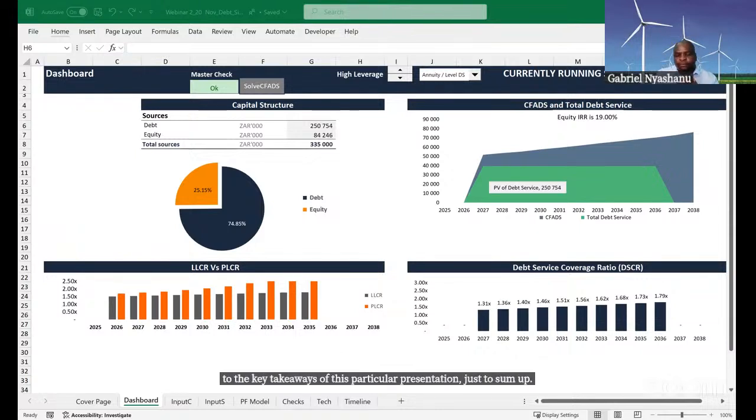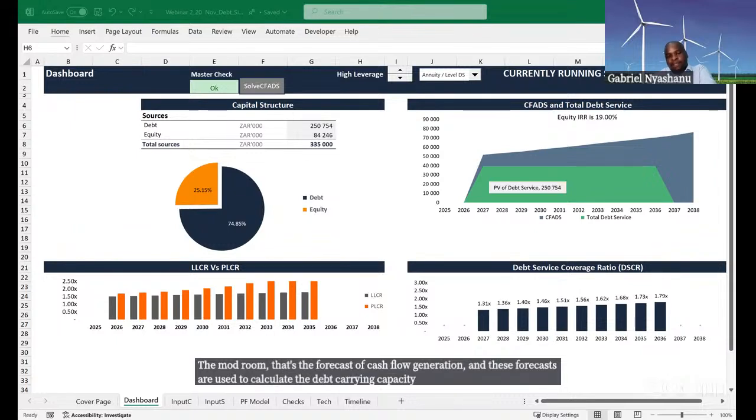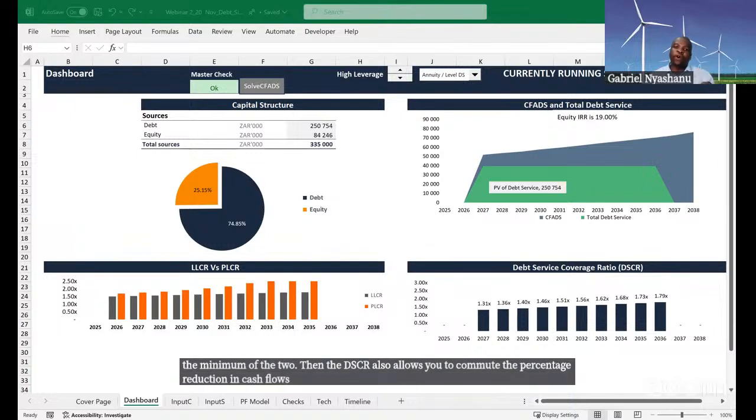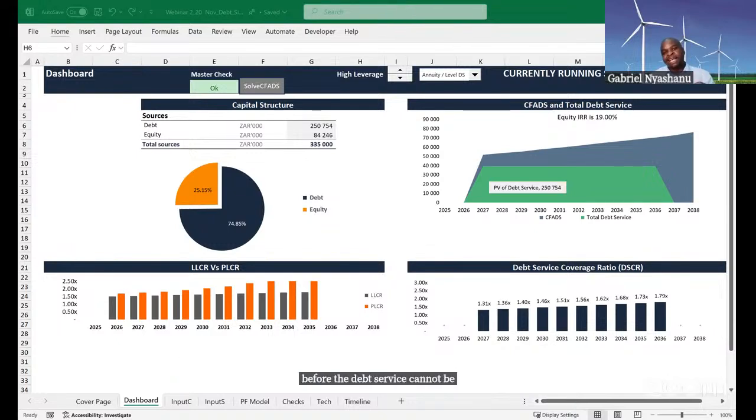Just to sum up, we have seen that a model has a forecast of cash flow generation, and these forecasts are used to calculate the debt carrying capacity. Another key takeaway is that the maximum debt to capital and minimum DSCR are the two major constraints that we focus on in sizing debt. So we need to take the minimum of the two. Then the DSCR also allows you to compute the percentage reduction in cash flows before the debt service cannot be met. So this is a risk metric.